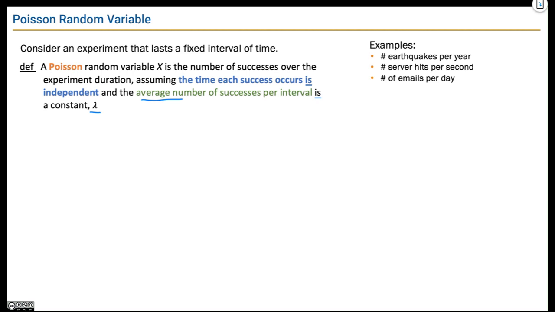Examples that do follow this are random events like earthquakes per year, number of car accidents at a given intersection, number of server hits per second, number of emails per day. Those are all examples that are modeled well with Poisson random variables.